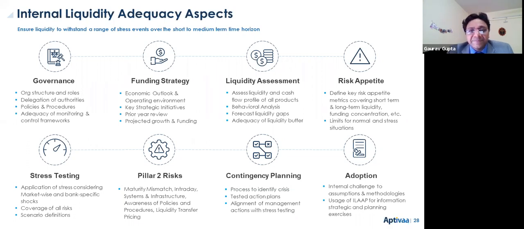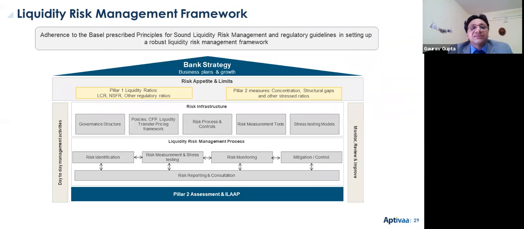Next slide, please. Yes. So this is the liquidity risk management which I was asking you about, that it starts with the pillar 2 assessment, risk identification, measurement, stress testing, all those aspects like mitigation and control.